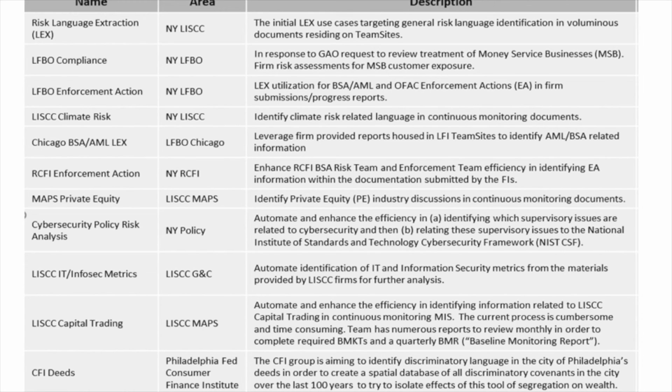Since LEX was put into production in 2018, the number of users and use cases have grown not only in New York, but also across the system, such as in Chicago, Philly, and San Francisco. LEX is being used by a variety of supervision users from across every portfolio.